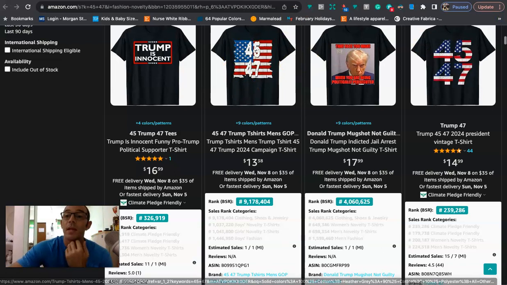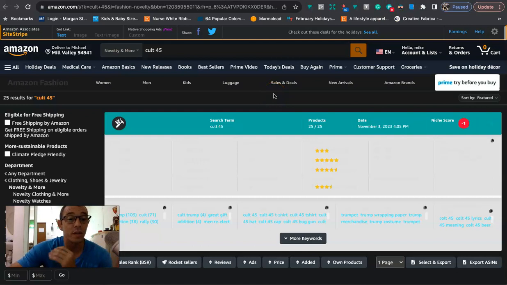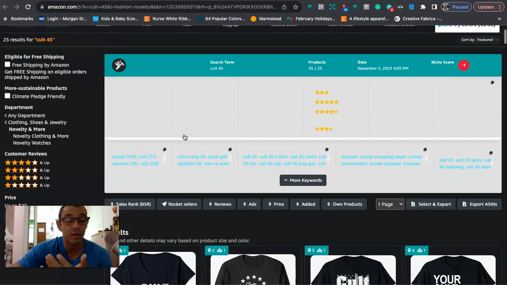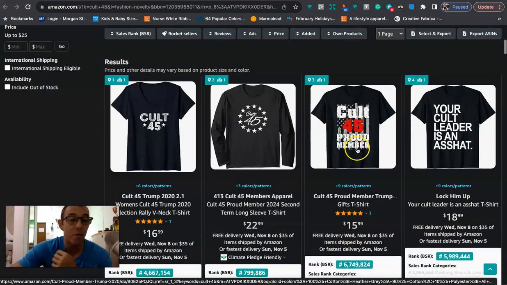Keep it simple. And then the next pro-Trump one that we can use, where we replace Trump and use 45, is going to be Cult 45. So a lot of people believe that the Trump movement is a cult, and so they have these funny shirts that say Cult 45 proud member. That's pretty funny in my opinion. But this is very simple to make. Just Cult, and then you put the word 45.